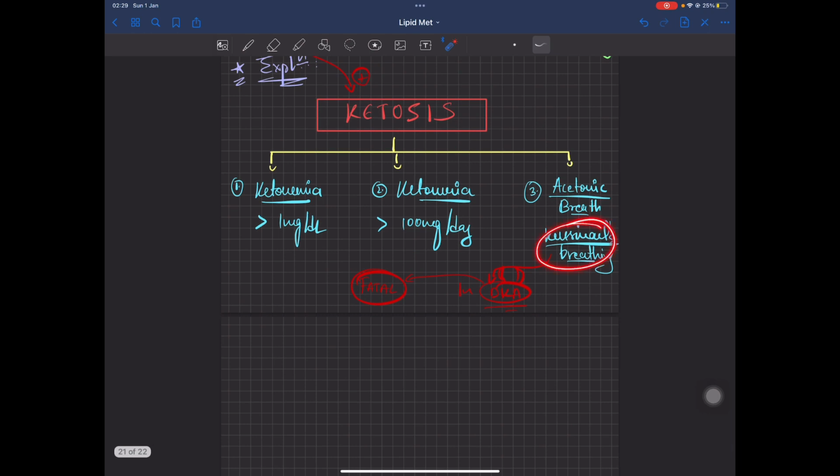Okay, what is Kussmaul's breathing? Kussmaul's breathing is a rapid acidotic breathing due to compensatory acidosis.